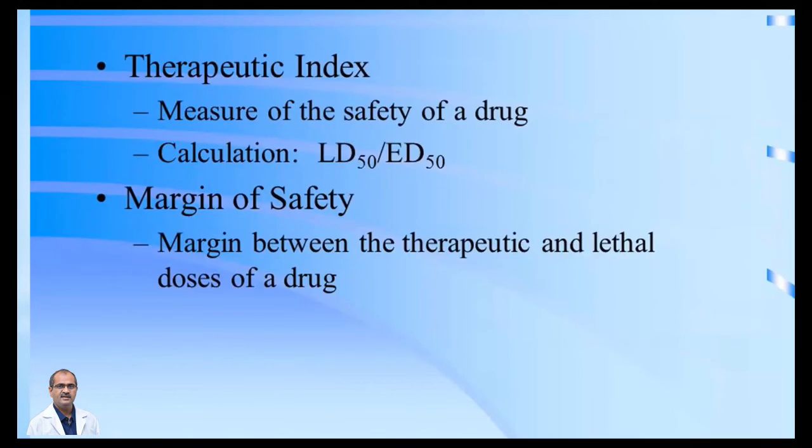So it also measures the safety of a drug, and the calculation is also done by the LD50 divided by the effective dose 50. And the next word is the margin of safety. Margin of safety is the margin between the therapeutic and lethal dose of the drug.